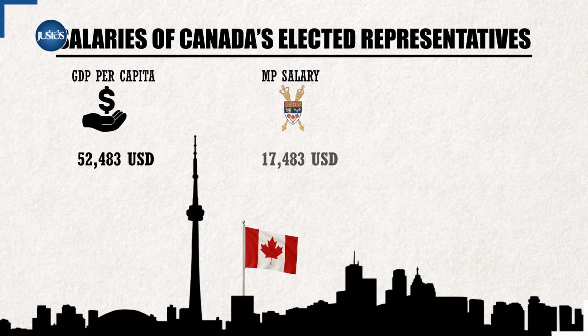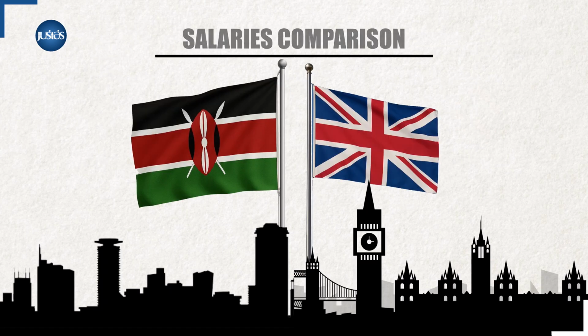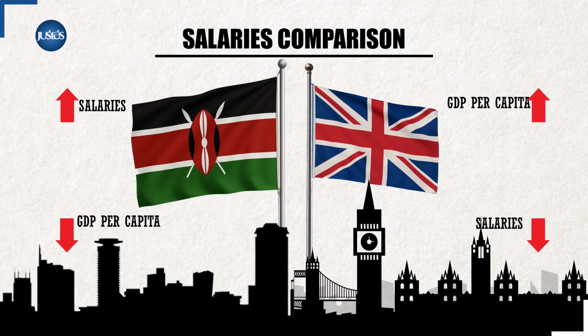Meanwhile, in Canada, where the GDP per capita is around 52,483 USD, the Prime Minister earns about 24,124 USD per month, and members of Parliament receive approximately 17,483 USD. Now, this is where it gets interesting. Representatives in developed countries earn far less relative to their nation's GDP per capita, while in Kenya, the situation is the opposite. Take the United Kingdom, for example.